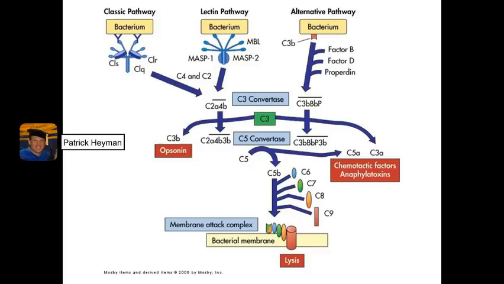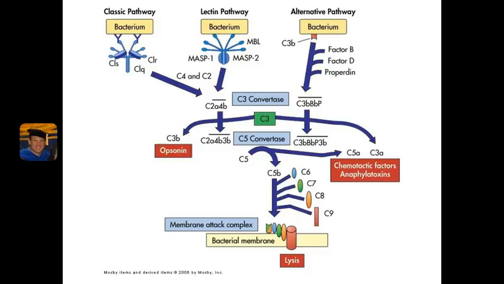The second pathway is called the mannose binding lectin pathway. Mannose is a sugar molecule that's found in the cell wall of certain bacteria. So, when you have inflammation, your liver is going to produce this protein called mannose binding lectin. If that particular protein binds to a bacteria, then that can activate the complement cascade.